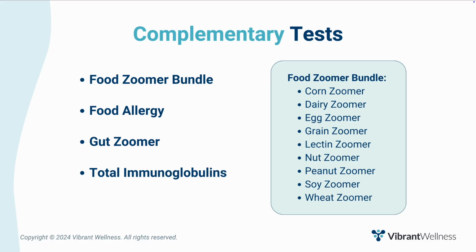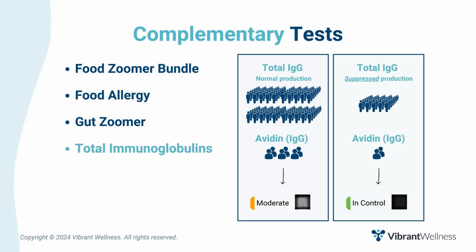And also the gut zoomer to assess for gastrointestinal imbalances that may potentially increase the risk for food sensitivities. And finally, total immunoglobulins to evaluate baseline levels of total IgA, IgG, IgE, and IgM. Serology testing is based on normal functional immunoglobulin production. The total immunoglobulins test assesses the number of immunoglobulins, which is helpful in those with suspected immune function compromise or those undergoing IV IgG therapy.